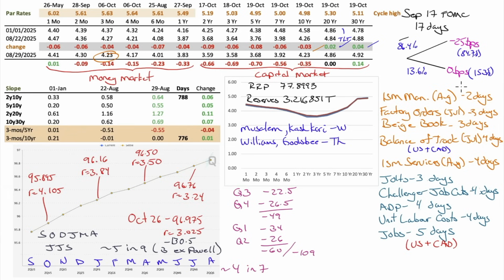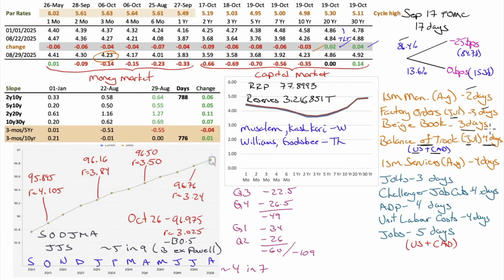Normally you get that on a Monday, but Monday's a holiday, so everything is delayed 1 day, so you get that on Tuesday. Factory orders for July, backwards looking, yes, you get that in 3 days. We get the full balance of trade, both the U.S. and Canada. This is the official report in 4 days. We've already seen a preview of what July looks like. We get that in 4 days.